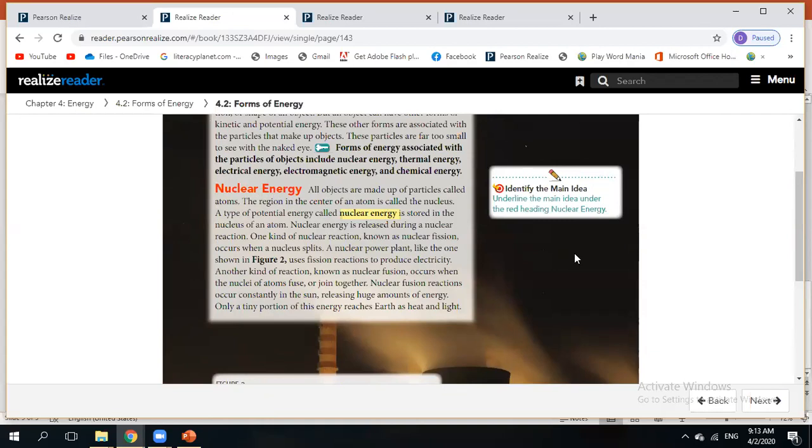We have two kinds of nuclear reaction. One is called nuclear fission, in which there is splitting of the nuclei. This occurs in a nuclear power plant, and it releases energy used to produce electricity. The other reaction is called nuclear fusion, which occurs inside the sun, and in this case, the nuclei of atoms fuse or join together and release a huge amount of energy.